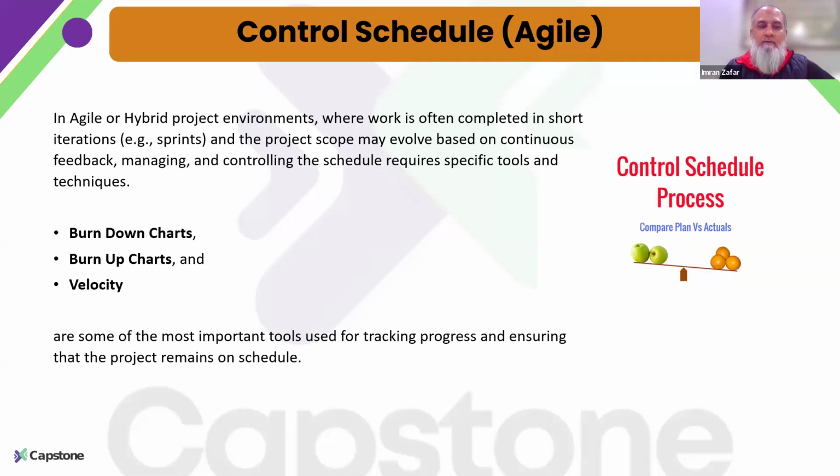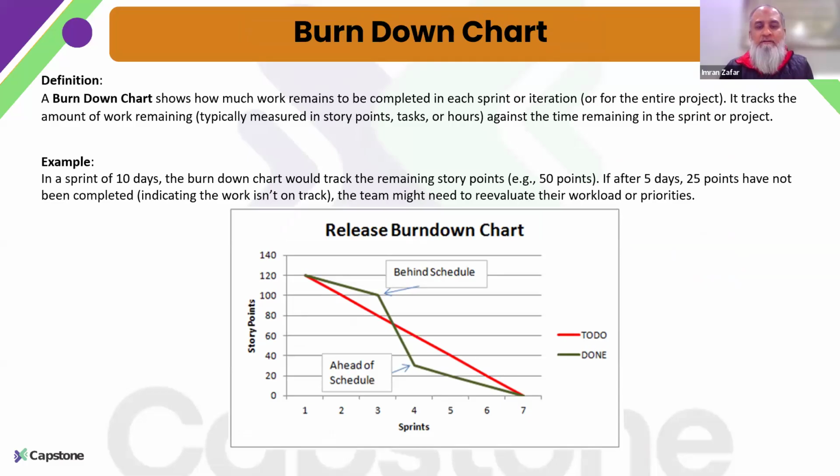To monitor or control a schedule in an Agile environment, we have these 3 charts that we can utilize. Velocity chart we already discussed a couple of times, and then we have burn down charts and burn up charts as well. So what is a burn down chart? A burn down chart tells us the amount of work that remains to be completed after each iteration or sprint. So it tells us whether we are on schedule, behind schedule, or ahead of schedule.